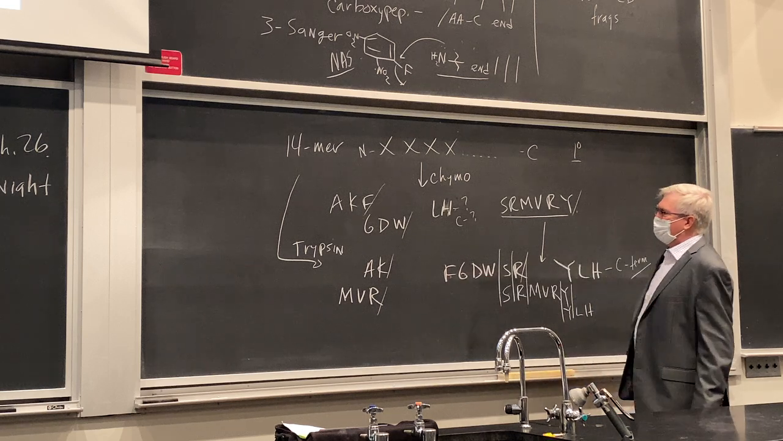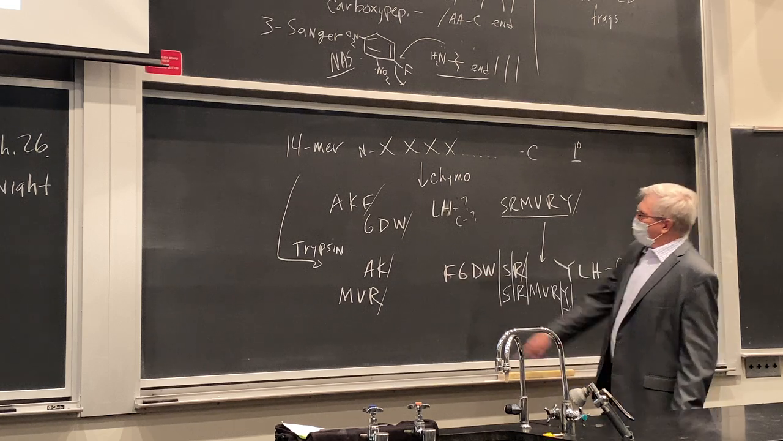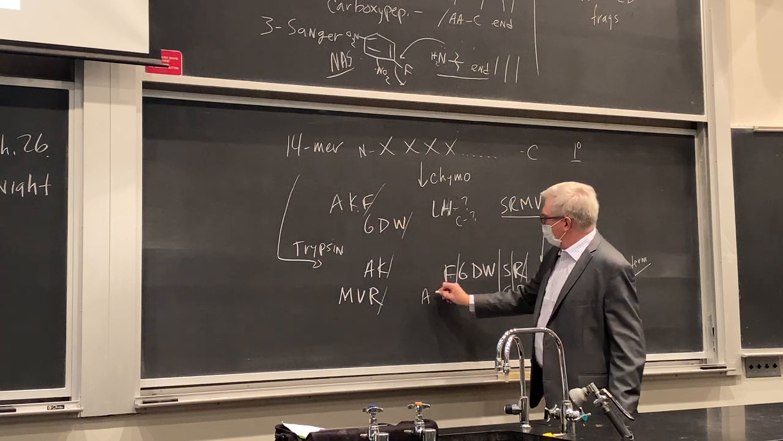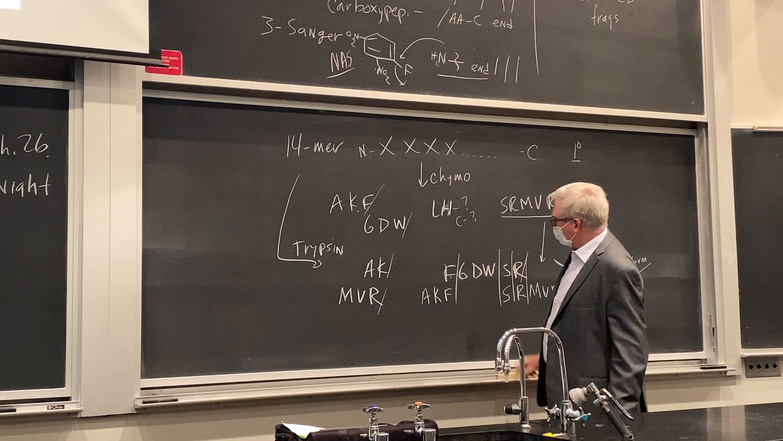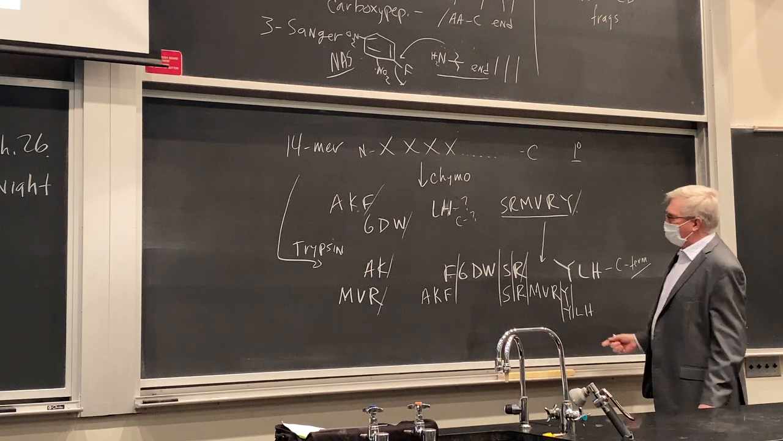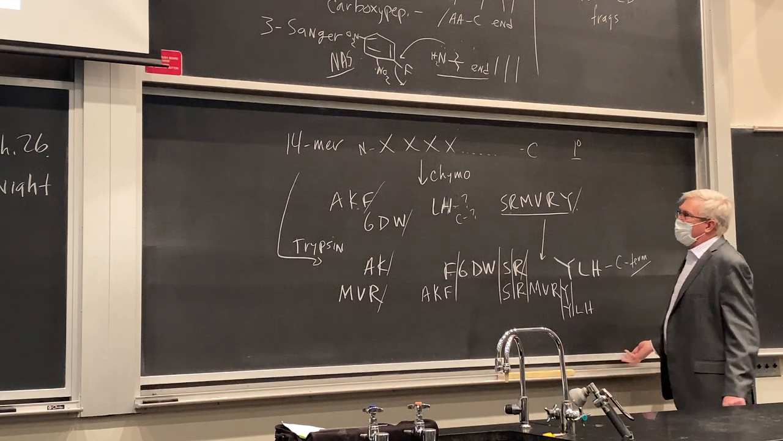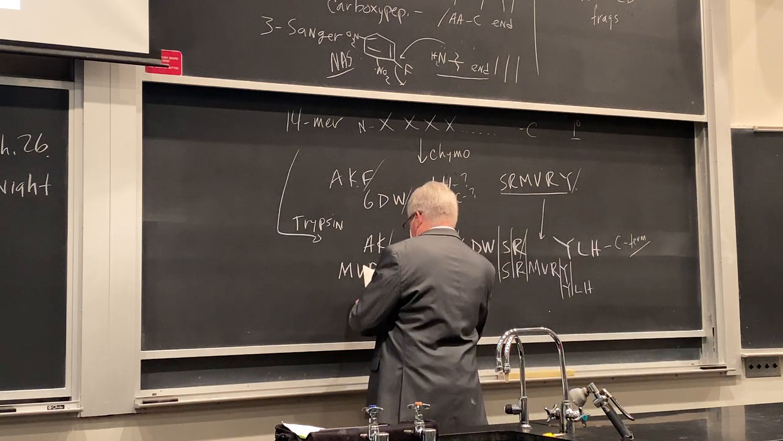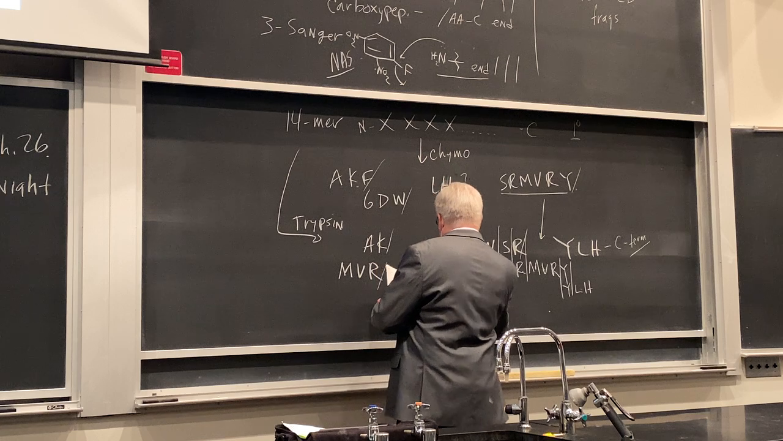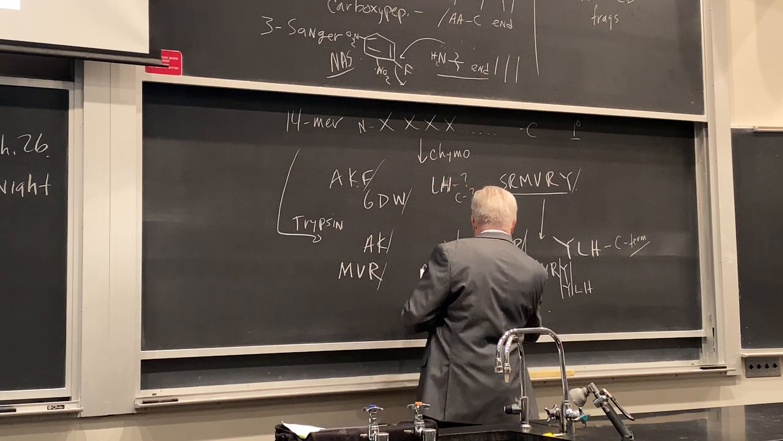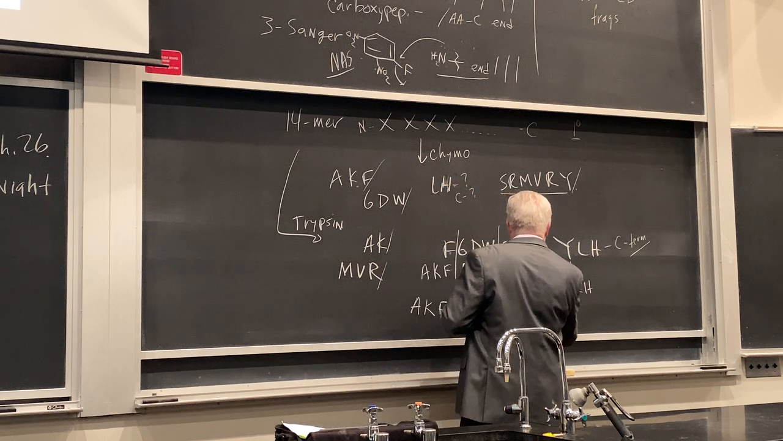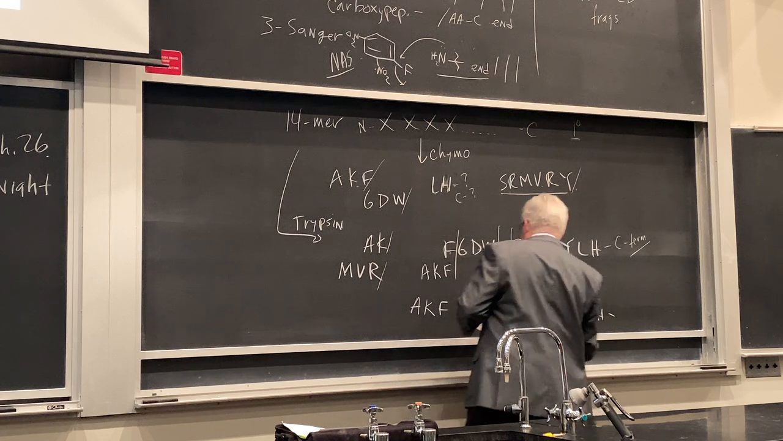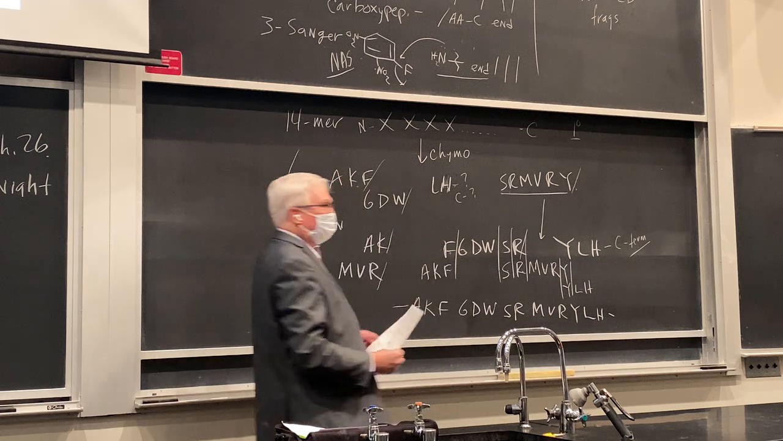What else do we need here? We've got AKF right there, right? Then we can propose a structure and make sure it's consistent. So is it AKF, GDW, SR, MBR, YLH? Okay. That is indeed a 14-mer.